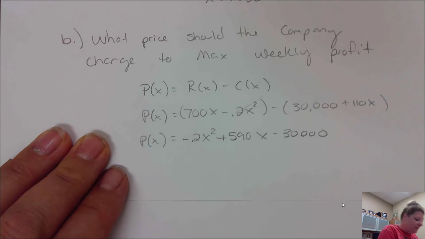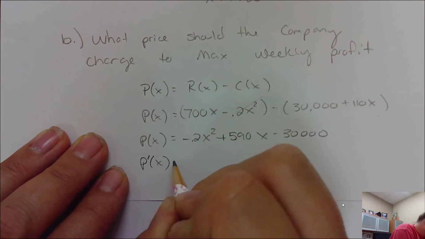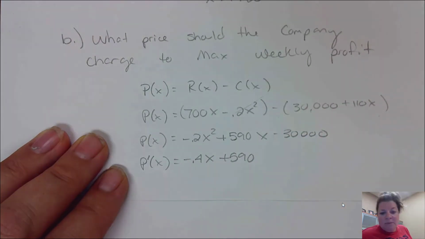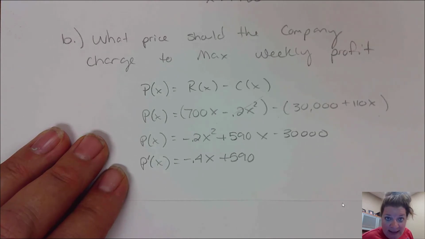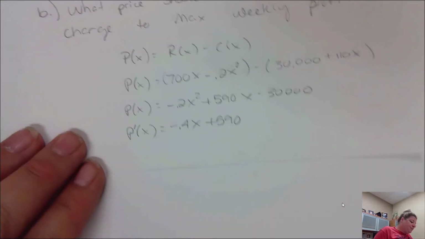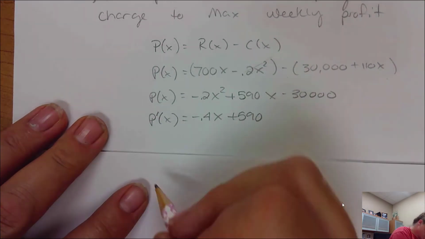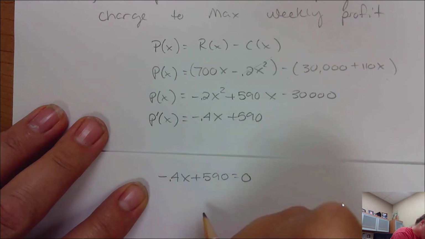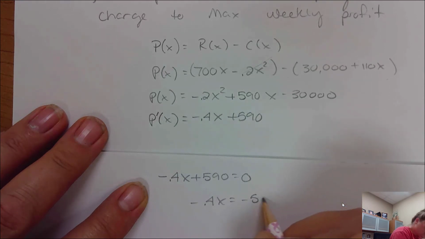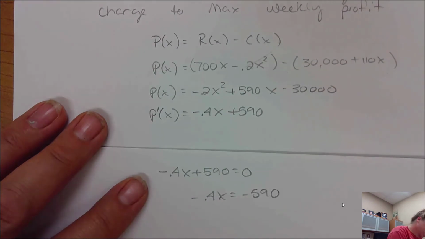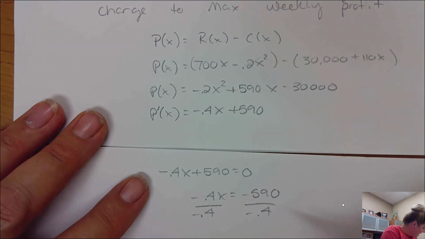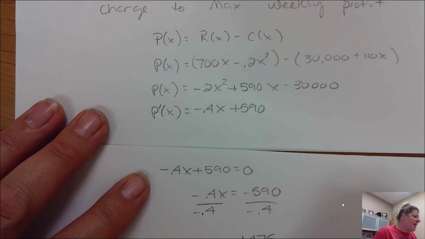Now, derivative. That's going to give us negative 0.4x plus 590. So negative 0.4x plus 590 is our derivative. So we set this equal to 0, right? And that's going to give us our critical value. So I subtract the 590 over. Divide by the negative 0.4, and I get 1,475 phones. It's not the same answer.